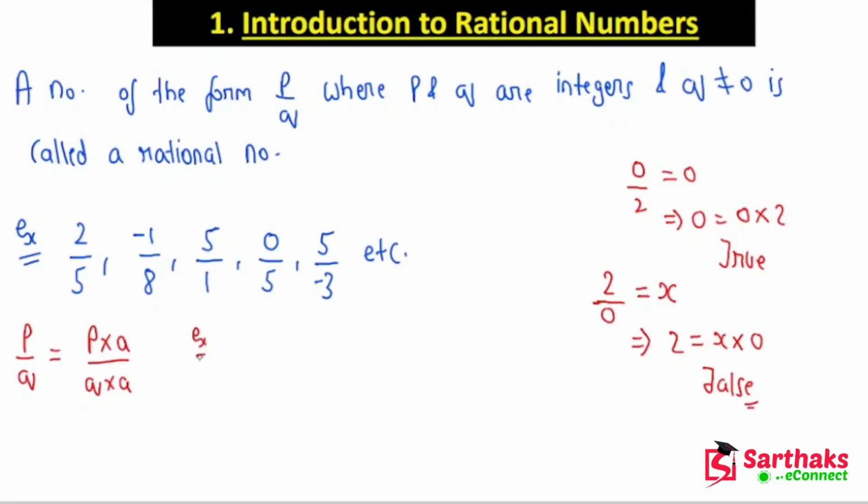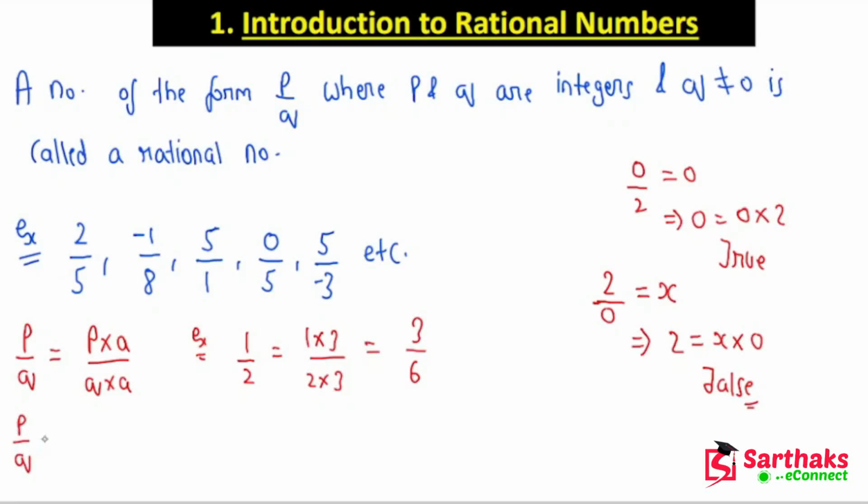Example. Let us take the example 1 upon 2. Okay, it is a rational number. Now let me multiply 1 by 3 and 2 also by 3. So we will get 3 upon 6. Right. Clearly 1 upon 2 is 0.5 and 3 upon 6 is also 0.5. So they both are essentially the same, but they both are also rational numbers.